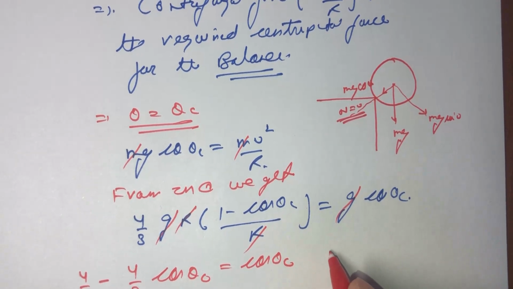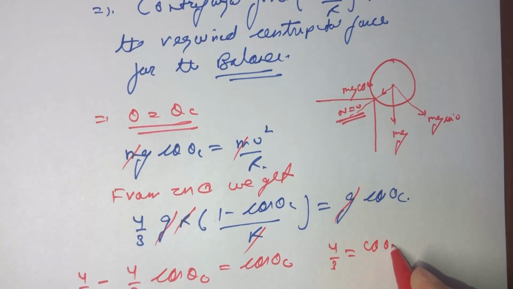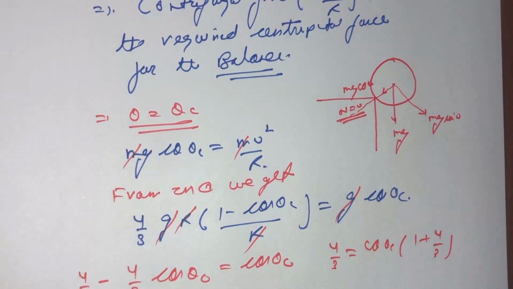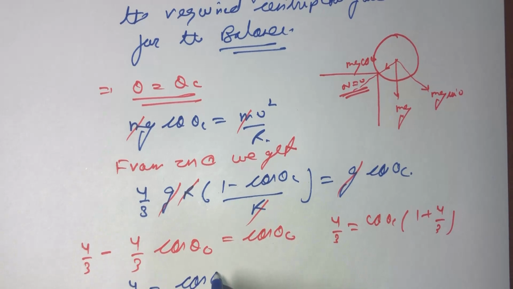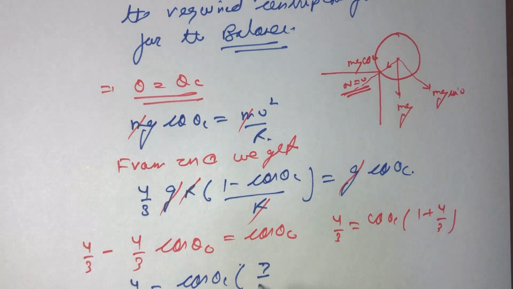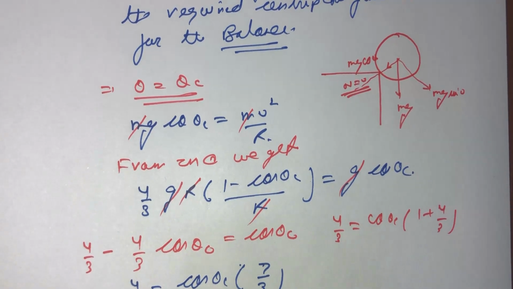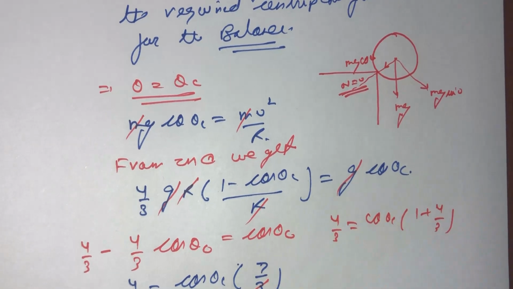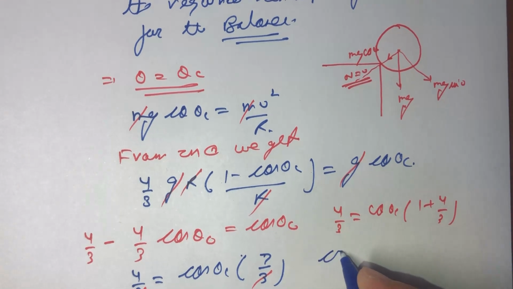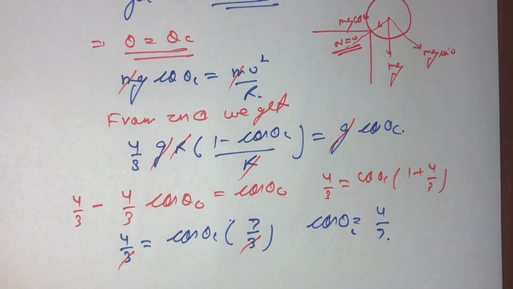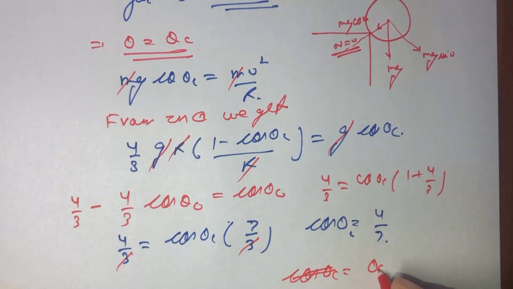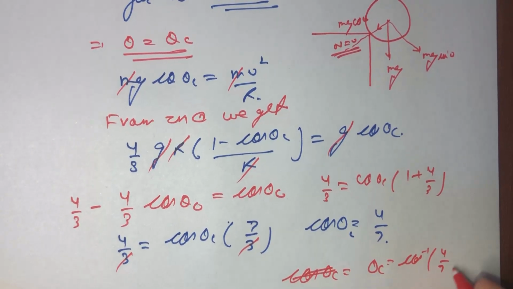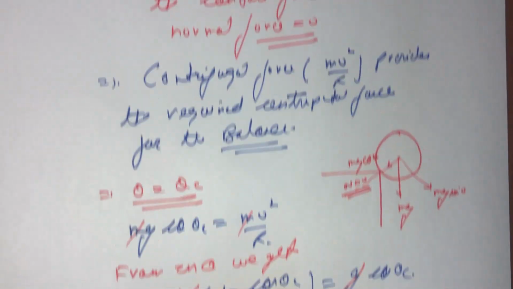This can be written as 4 by 3 is equal to cos of theta c taken as common, so this will be 1 plus 4 by 3, and we get 4 by 3 is equal to cos of theta c times 7 by 3. 3 cancels out with 3, so we get cos of theta c will be equal to 4 by 7, and theta c will be equal to cos inverse of 4 by 7.